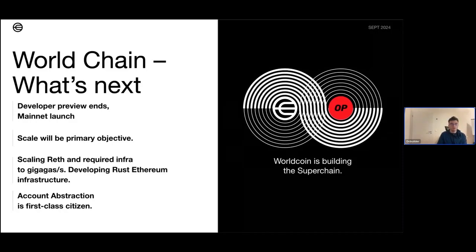Another priority for us is scaling Reth and the required infrastructure to 1 gigagas per second, or 1 billion gas per second. Reth is an execution client written in Rust. This is something I mentioned before with Rustifying the Superchain, or Rustifying the OP Stack. Reth is an execution client built by Paradigm, like I mentioned in the article that I sent in the chat. That one is just about scaling Reth to 1 gigagas per second. That's one of the things that we care about fundamentally, and developing the Rust Ethereum infrastructure.